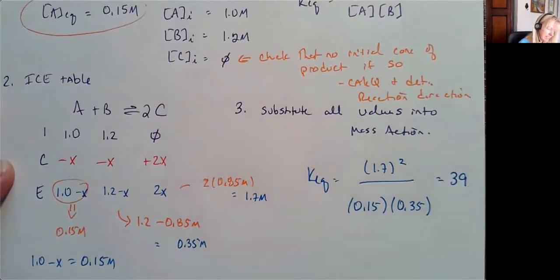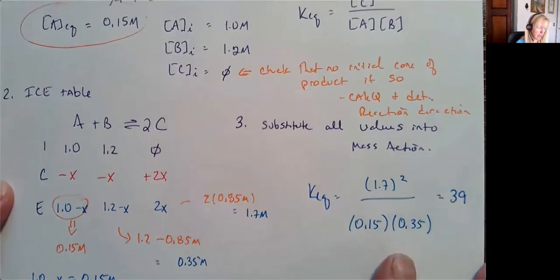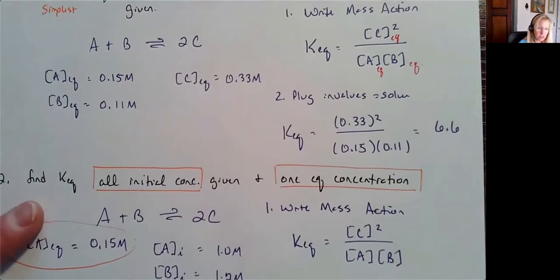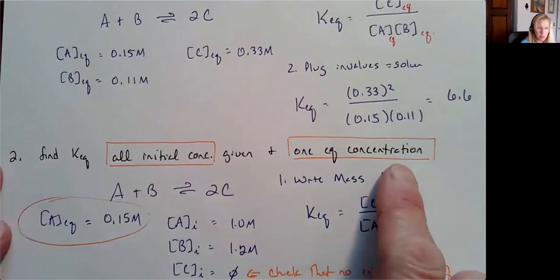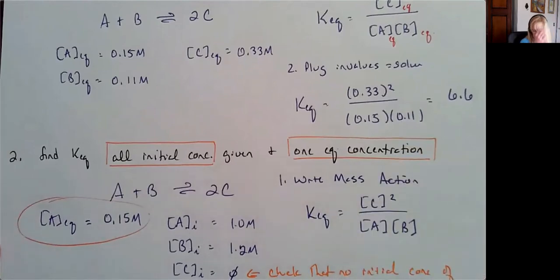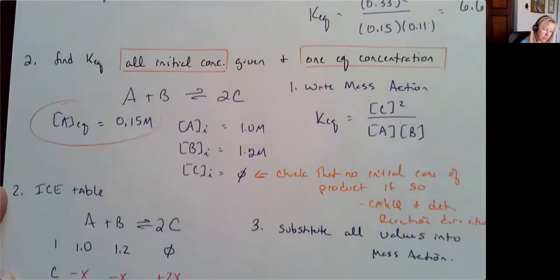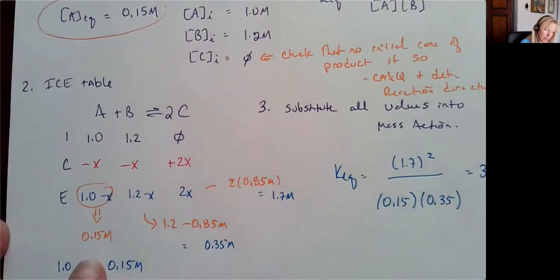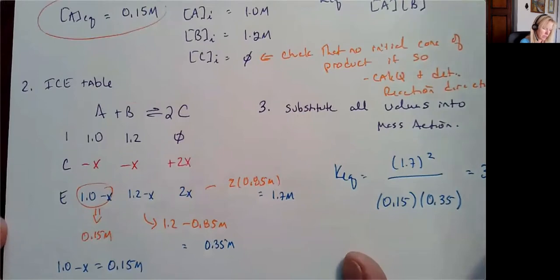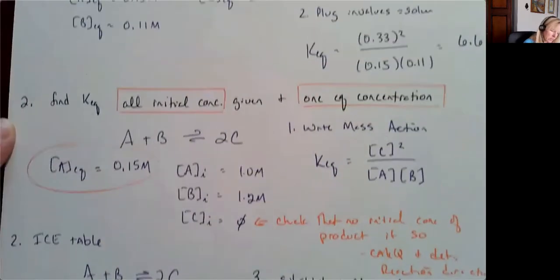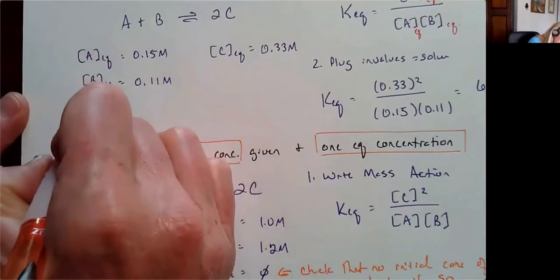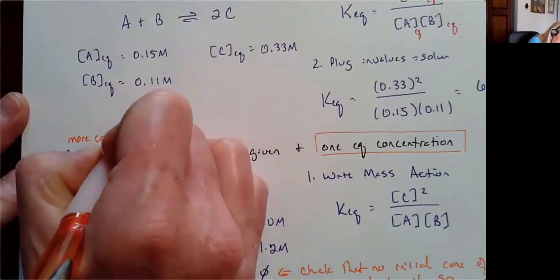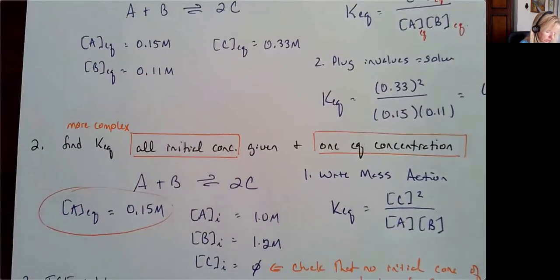So that's the second way, where I have all initial concentrations and one equilibrium concentration. I'm going to set up an ICE table, but I'm not going to need to solve a quadratic because I have one of my equilibrium concentrations, so I'm going to backtrack to find X from there. So this is a little bit more complex. So in the complexity scale, this is more complex, but not terribly complex yet.